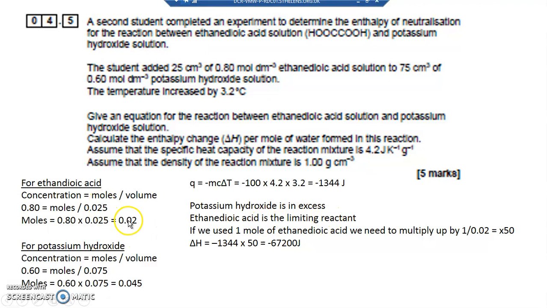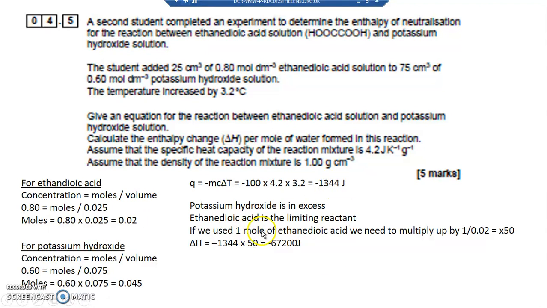Because look, there's only 0.02 moles of ethane dioic acid. There's more potassium hydroxide. So ethane dioic acid is the limiting reactant. Even if I use 1 mole of this with 2 moles of potassium hydroxide, as seen in the first bit of the equation, this doubled is 0.4, this is 0.45, so I've got an excess of potassium hydroxide. It's this using up. When this gets used up, then the reaction stops and that amount of heat is given out.